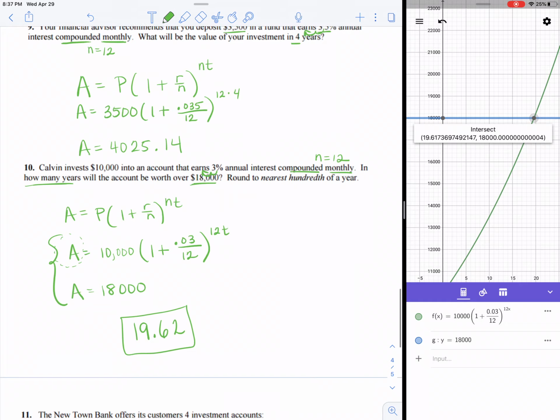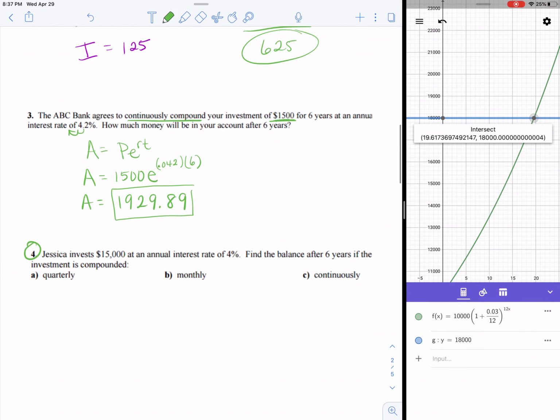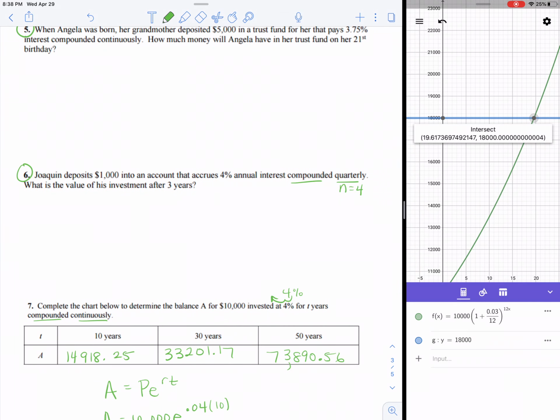The last one I'm not going to make you do. So after looking at these, I want you to be able to do number 4, all 3 parts, 5, and 6. No question marks. If you have a question, contact me on Remind and I will help you.